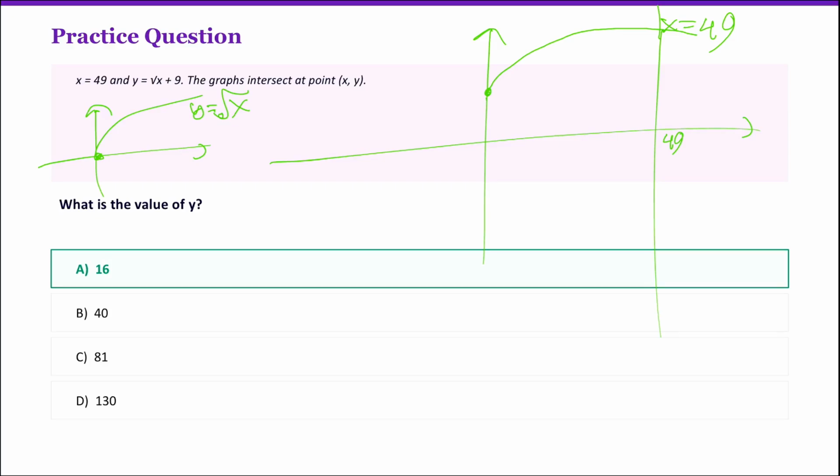And now we want to find the intersection point. The algebra is very simple. x is equal to 49. You can just substitute that. That gives you y is equal to square root of 49 plus 9. So 7 plus 9, or 16.